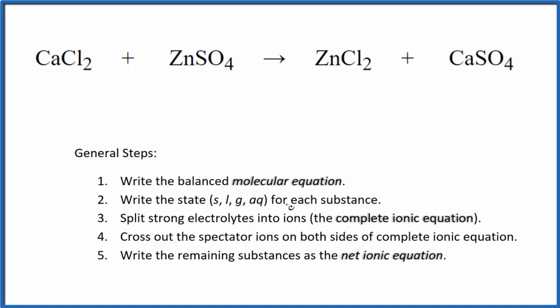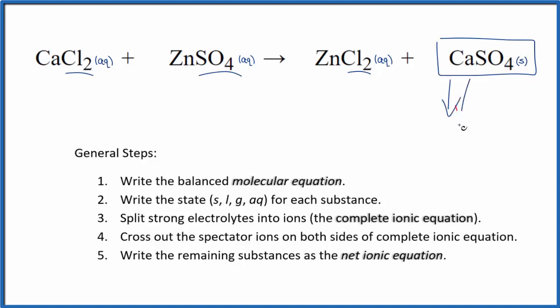Now we can write the state for each substance, and that looks like this. Compounds with the chloride ion in general are soluble, and in general, compounds with the sulfate ion are soluble with a few exceptions. One of those exceptions is calcium sulfate. Calcium sulfate is insoluble or only a very small amount dissolves. So we consider this to be a solid. When these two substances react, it'll form a precipitate that will fall to the bottom of the test tube. So these are the states.